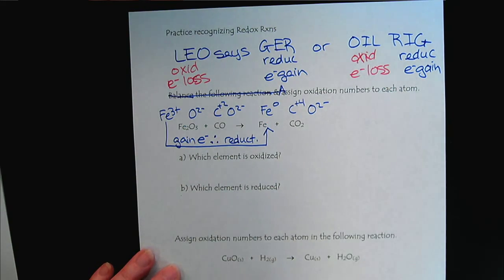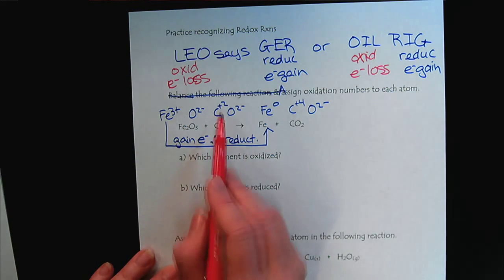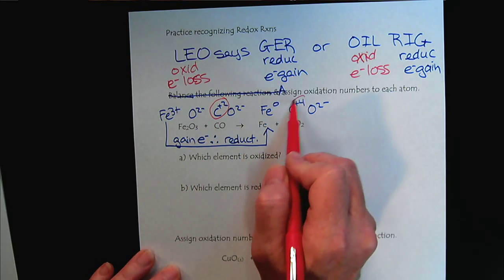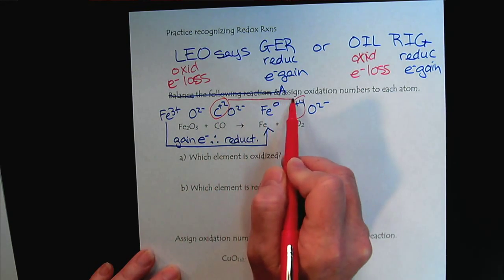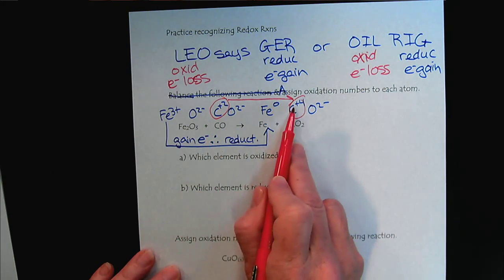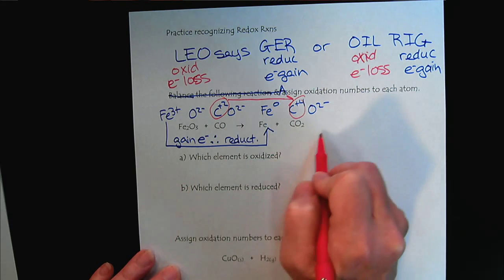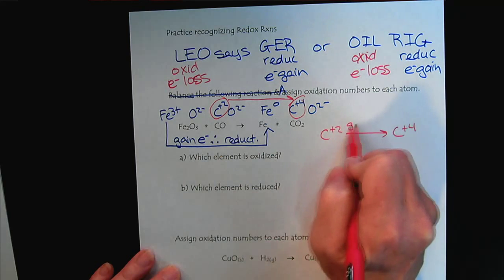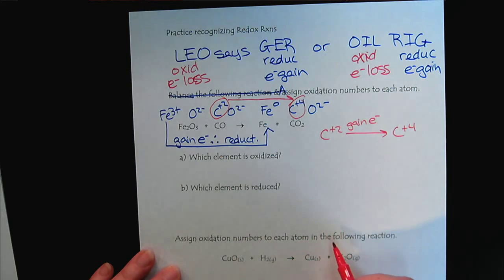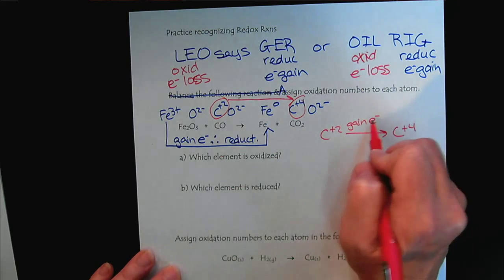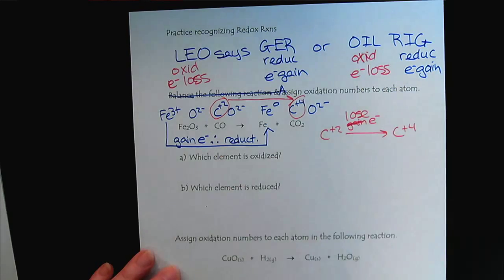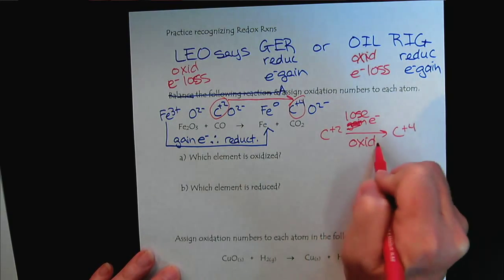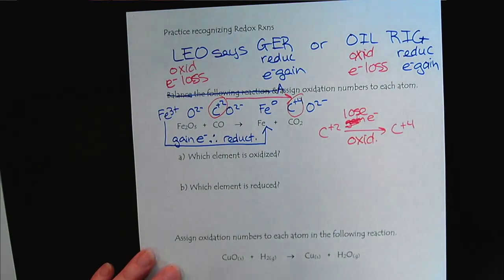At the same time that the iron is being reduced, we notice the carbon, right, what's happening to the carbon? The carbon went from +2 to +4. So the carbon +2 to the carbon +4, how would that happen? It would have to gain negatively charged electrons. Oh, no. It would have to lose negatively charged electrons, right? It became more positive. So it's oxidized. All right. Okay. So basically we have the answers, right?